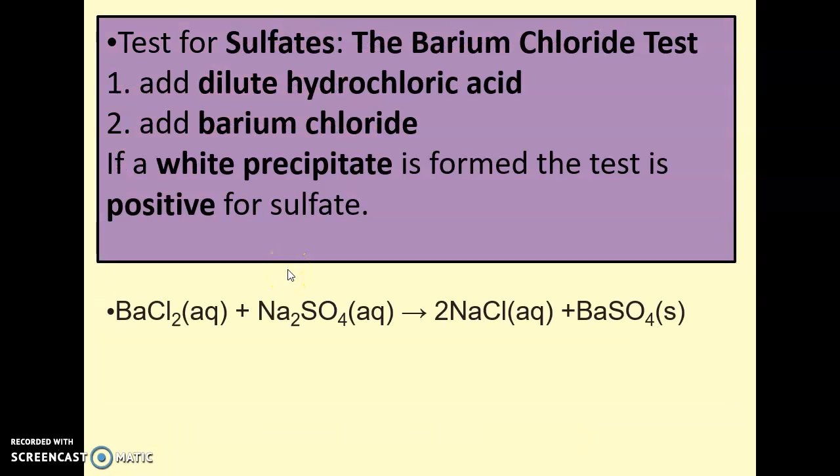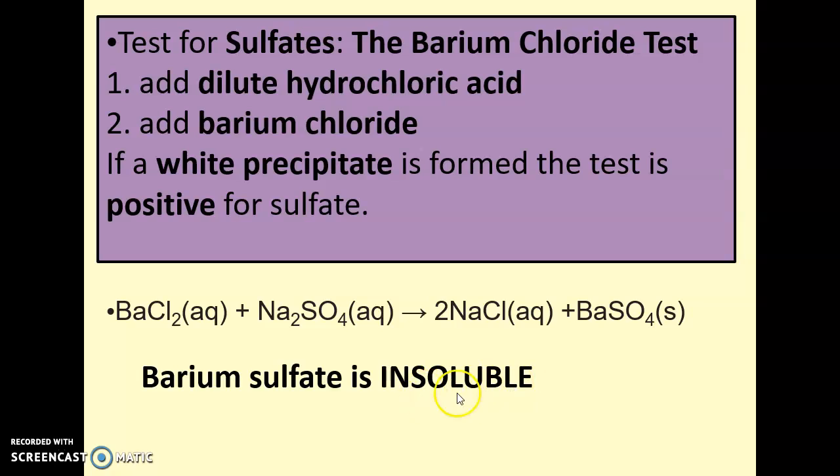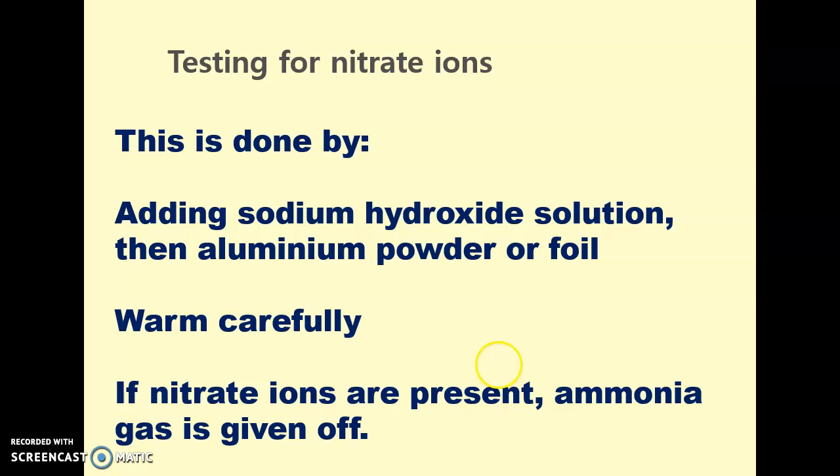Now let us test for sulfate. To test for sulfate, add dilute hydrochloric acid and barium chloride solution. If a white precipitate is formed, then this shows that sulfate ions are present. Barium chloride and sodium sulfate react to form sodium chloride and barium sulfate. Barium sulfate is insoluble and this forms the white precipitate.